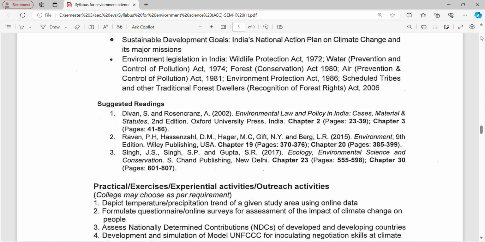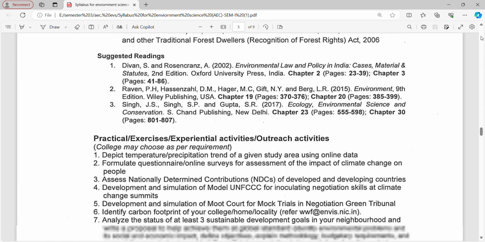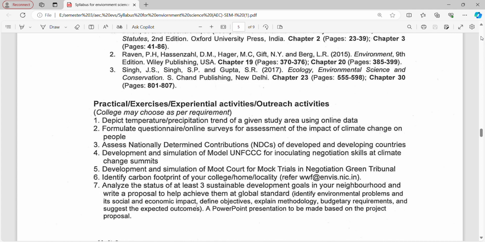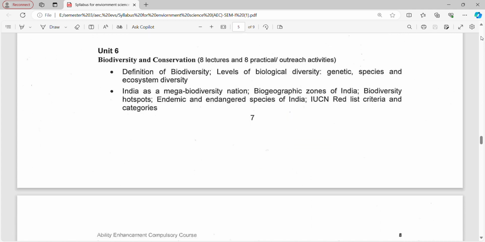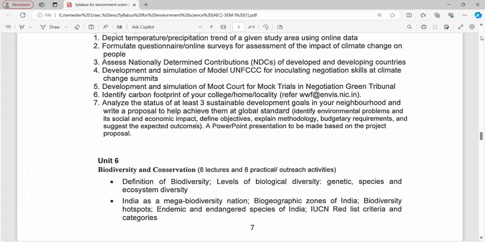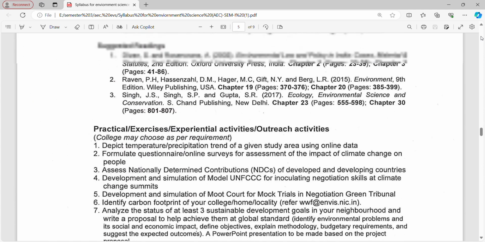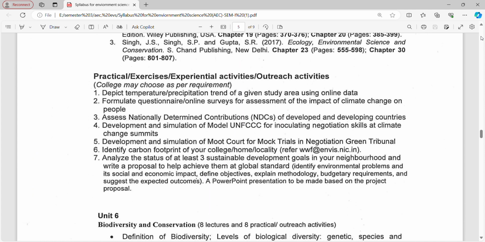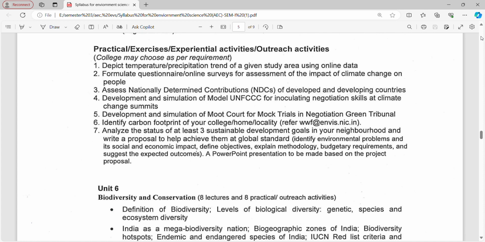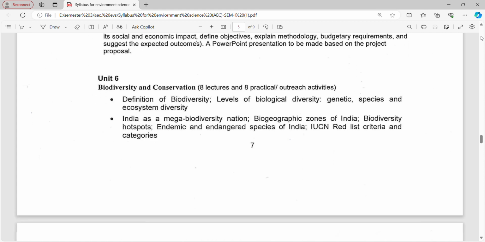Anyway, I'll be taking all these 3 units using some PowerPoint presentations which I have received from my college. Other than that, if you want, you can refer to these readings as well. These are the practicals, but it won't be this difficult. But yeah, if you study the units very well, the practicals will also be easy.